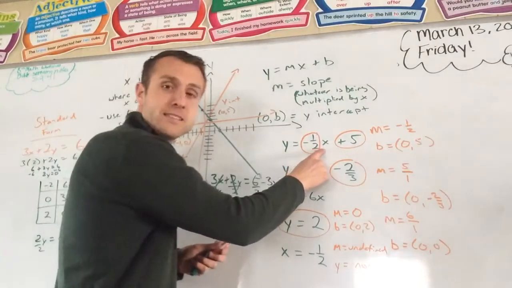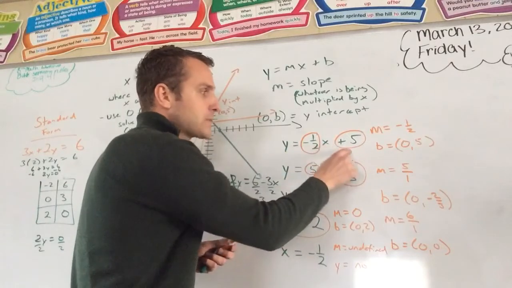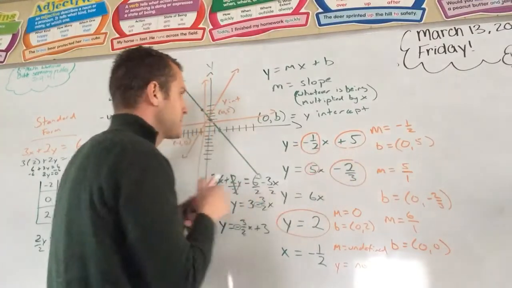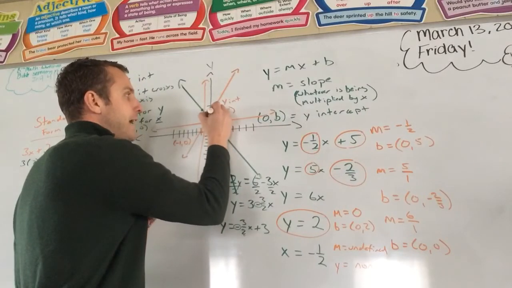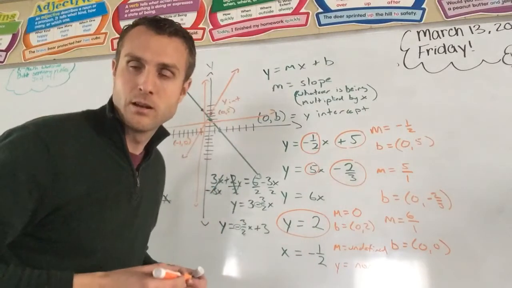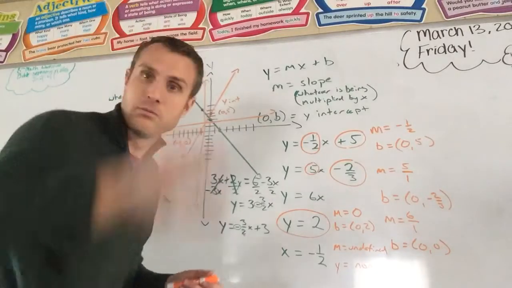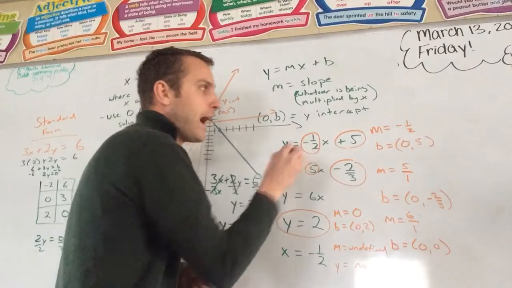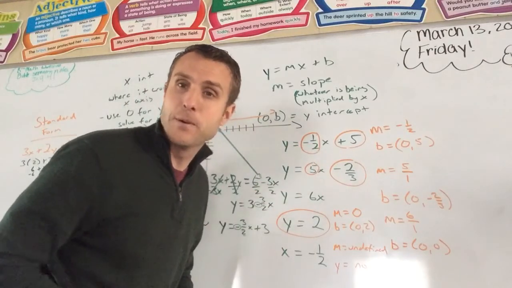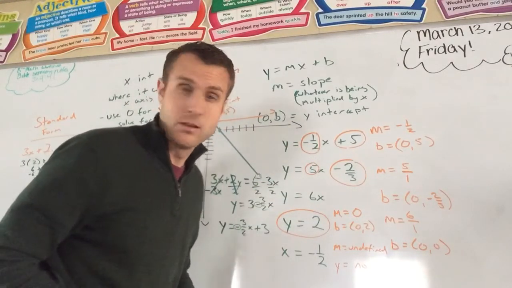So if I want to graph this equation, y equals negative 1/2 x plus 5, I start with my y-intercept, 0, 5. So I'm going to put a dot at 1, 2, 3, 4, 5, 0, 5. Remember y, up and down, not left and right. Then from that point, I'm going to use my slope to find another point.